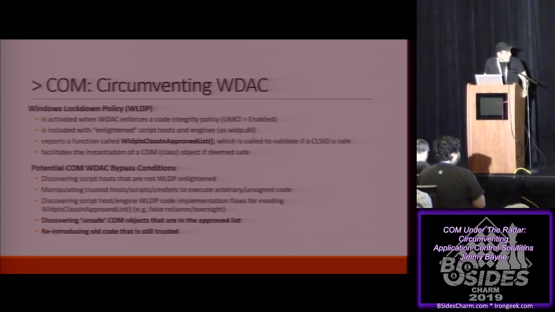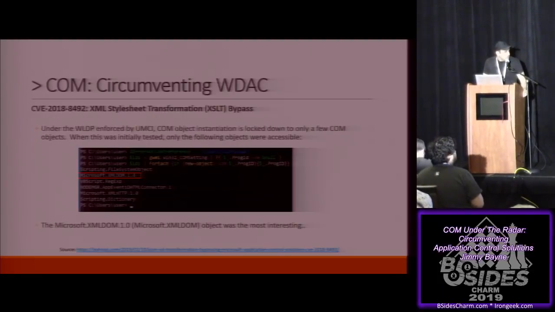At the bottom of the slide, I listed a couple of ways to potentially go about looking for WDAC bypasses. This isn't a comprehensive list. This is just a few ideas that I had or I've seen in the past. Not every script host out there is WLDP enlightened, and enlightened means a script host that is compiled with WLDP.dll. But the last two we're going to cover are discovering unsafe COM objects that are in the approved list and reintroducing old code that is still trusted.